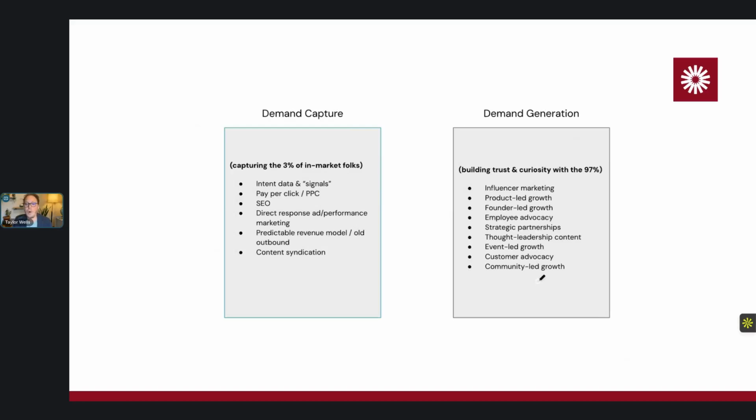Not only do they really work in my experience to build trust and curiosity, but they're also great buyer experiences, right? Buyers love these things. They love building relationships with founders. They love self-service options. They love campaigns that integrate their influencers. They love connecting with employees in an authentic way. 90% of cybersecurity is bought through strategic partnerships. People love free content. People love going to events.